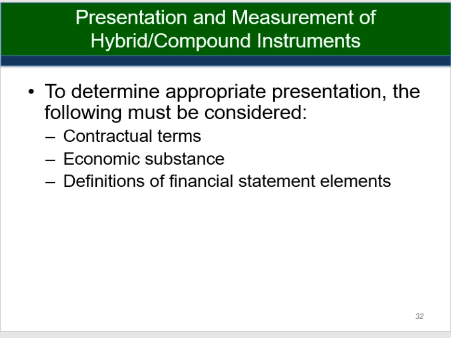To determine the appropriate presentation, you need to think about what the contractual terms say. Does the instrument explicitly obligate the entity to pay out cash or other assets? If so, it's an obligation, it's a liability. Does the instrument give the holder the choice to force the company to pay out cash? In which case it would be creating an obligation for the entity. Or are there settlement options? In that case it may, not necessarily, but it may create an obligation for the entity. So the specific contractual terms need to be considered.